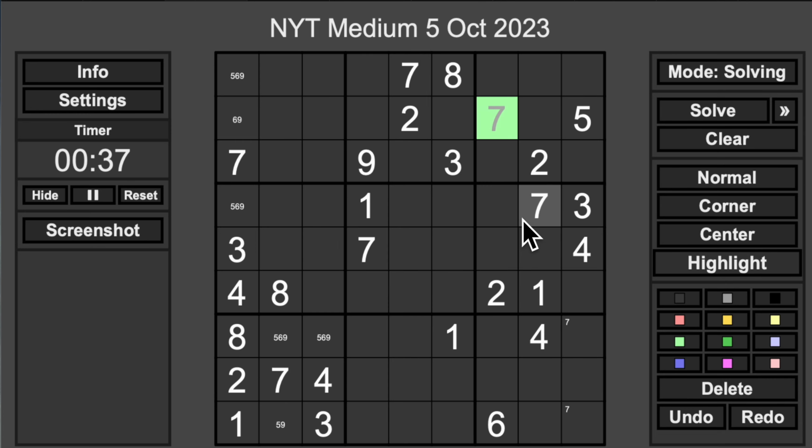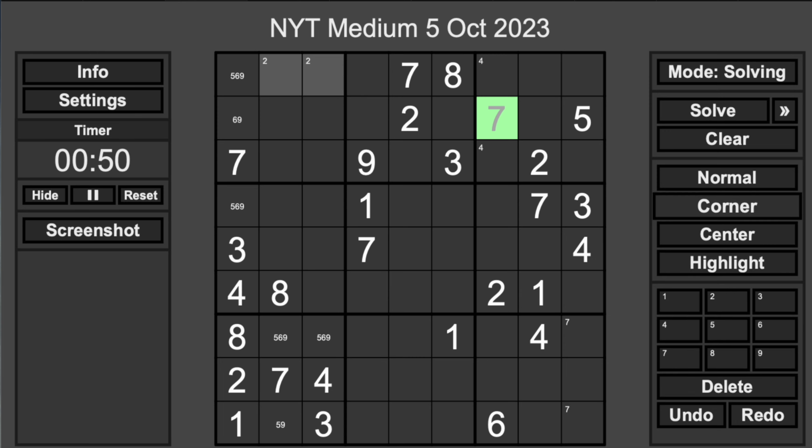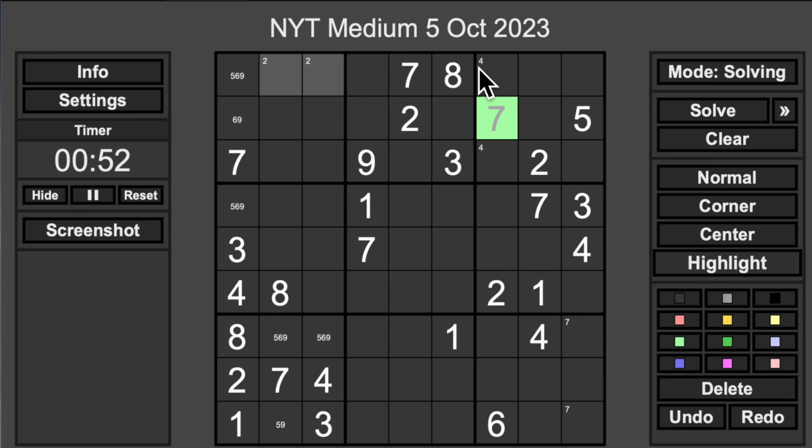This 7 and these 7s will force a 7 on one of these two. These two 4s will force one of these two to be a 4. These 2s are going to force a 2 up there someplace. Those 3s force a 3 in the bottom, but not here.